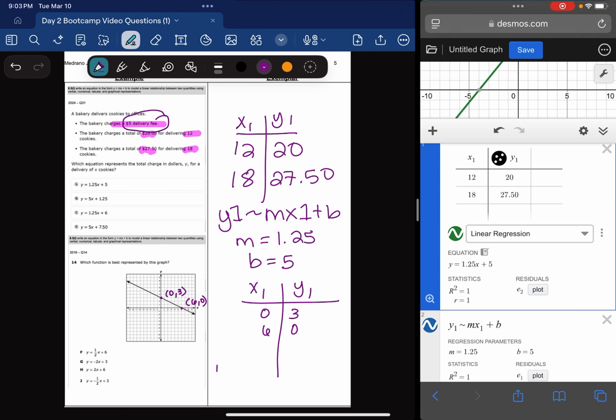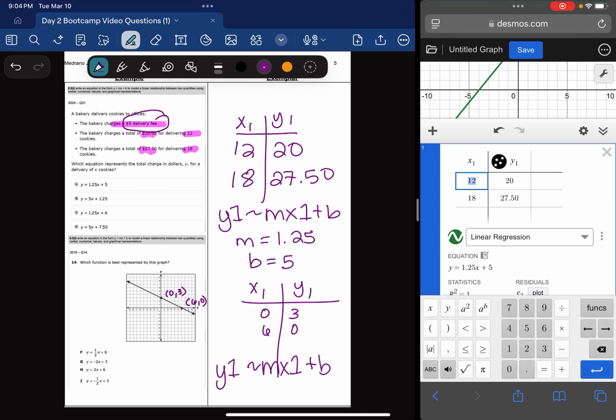Okay, so now we have our table. I'm going to write down our formula. The more we write our formula, the easier it is going to be for us to remember it during the test.